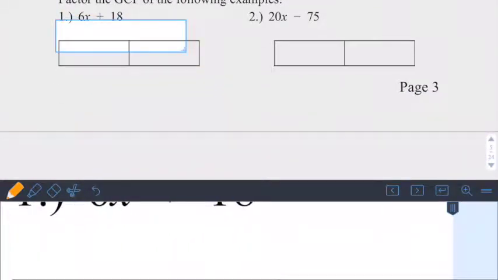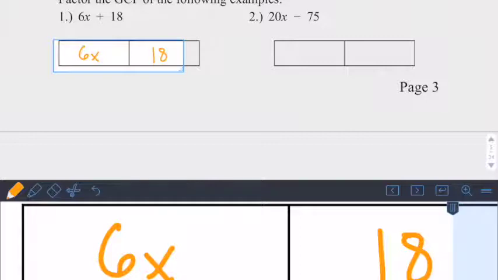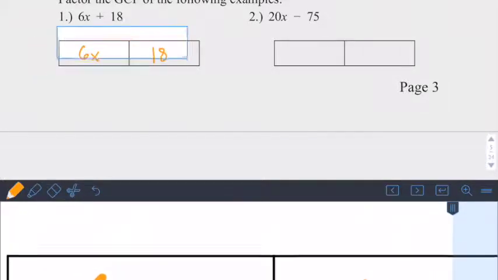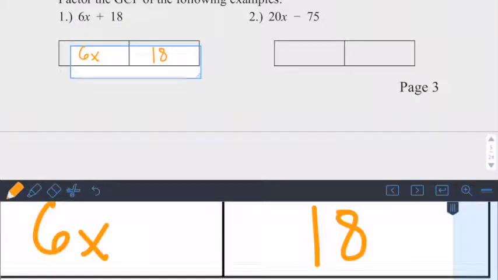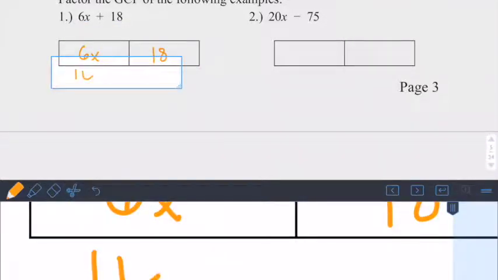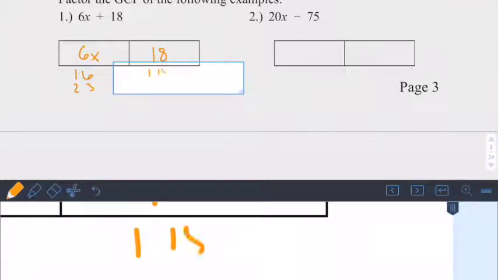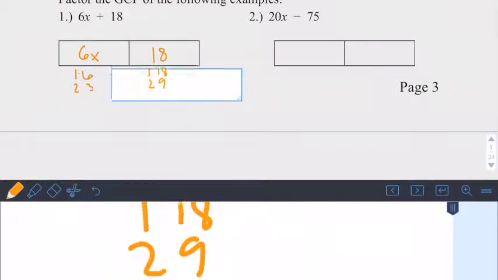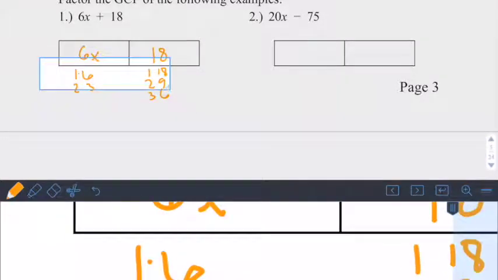So what I'm going to do is I'm going to go backwards from our distributive property. I'm going to start with 6x and 18, and I want to see what is the greatest common factor of these and divide it out. I could list out my factors if I need to, 1 and 6, 2 and 3, and then 1 and 18, 2 and 9, 3 and 6, and the greatest that I have in common is 6.